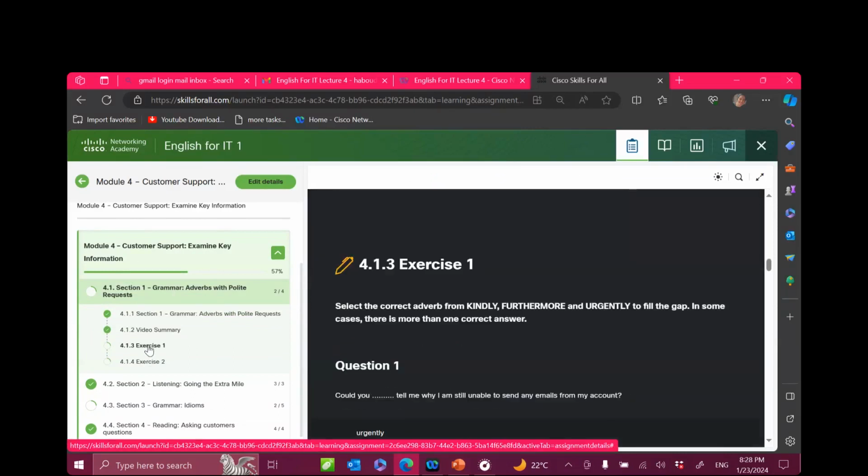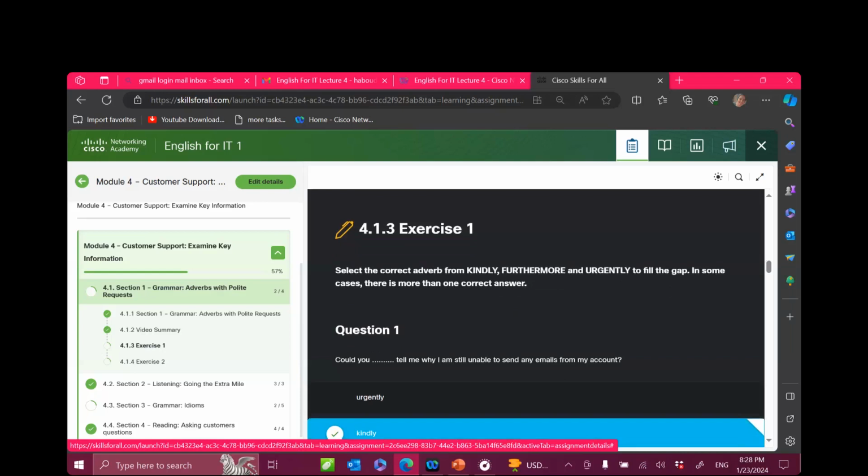Okay, so select the correct adverb from kindly, furthermore, and urgently to fill the gap. In some cases, there is more than one correct answer. So pay attention, my dear followers, you can choose more than one. More than one may be correct. Let's see.